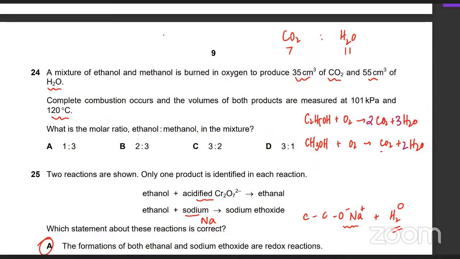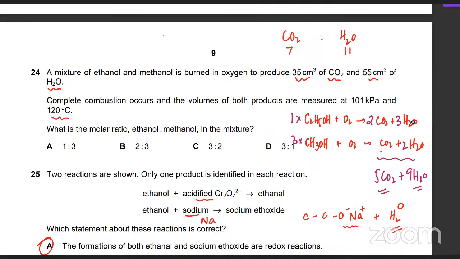So if I have 1 of these and 3 of these, in what ratio will they produce the products? If I have 1 ethanol, it's going to produce 2 carbon dioxide and 3 water. If I have 3 of methanol, it's going to produce 3 carbon dioxide. So I'm going to get 5 carbon dioxides. And 3 methanol is going to produce 6 water. 6 plus 3, that's 9 water molecules, right? So is the idea clear that you're not getting the same ratio? Is the idea clear how you're going to solve the question?